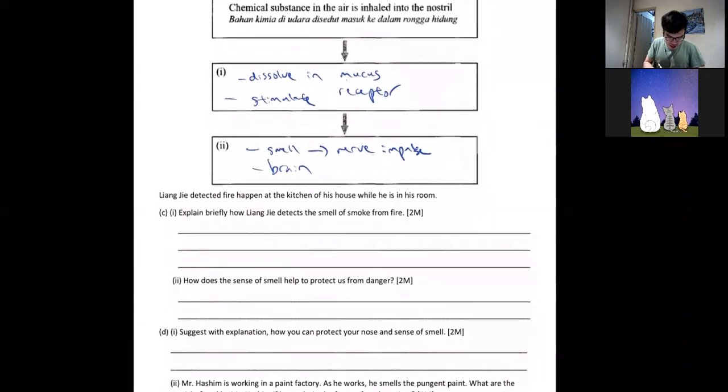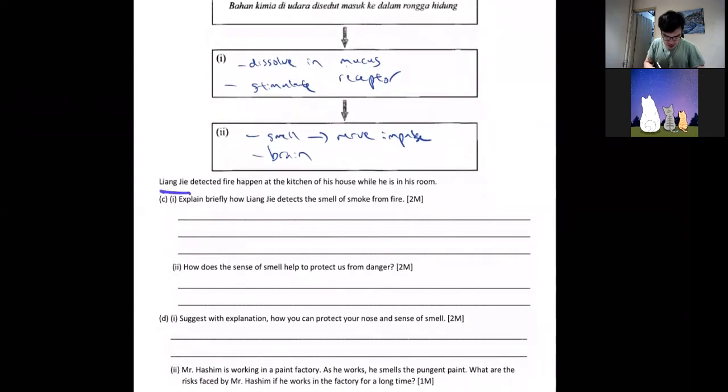So, hey, what is Liang Jie here? Hey, bro. Okay, so Liang Jie detects fire happening at the kitchen of his house or in his room. So explain briefly how Liang Jie detects the smell of smoke. Okay, how can he detect the smell of the smoke?